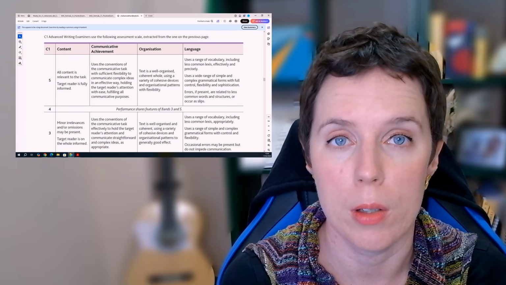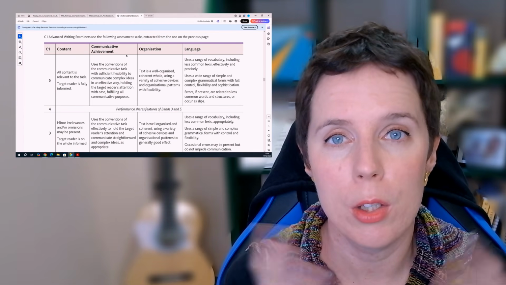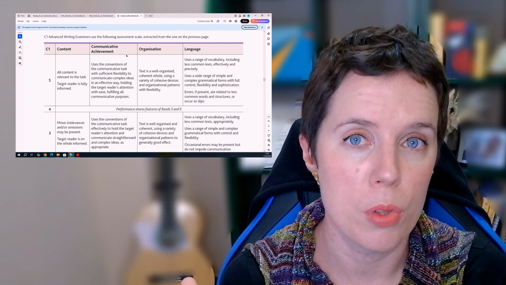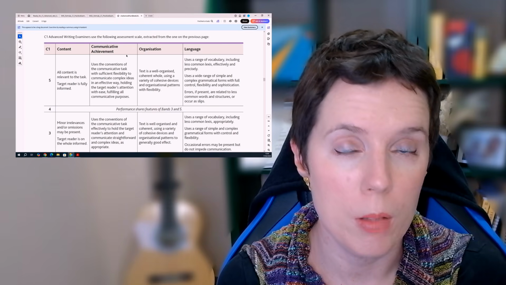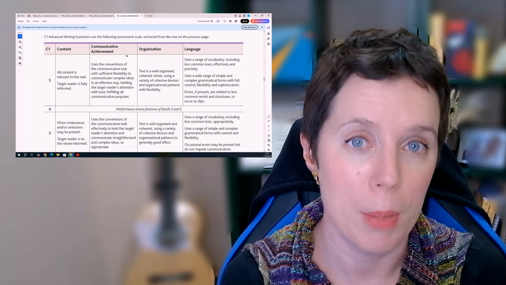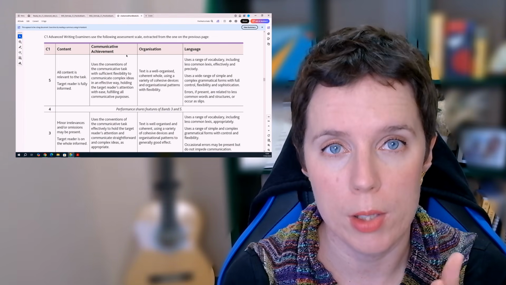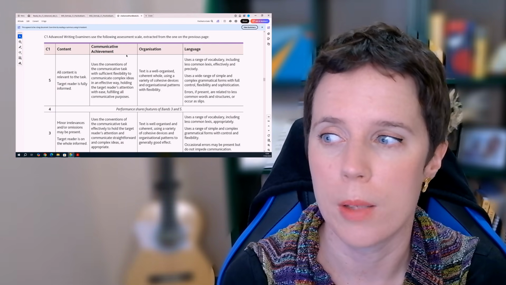Have you done everything that the question has asked you to do? We've got communicative achievement. Can you communicate your ideas properly? Is the examiner confused while they're reading your writing? Organisation, literally, is it organised well? Does it flow well? And language is your grammar and your vocabulary. So you've got 4 criteria. You get 5 points each per criteria, which gives you a total of 20 points for your writing.